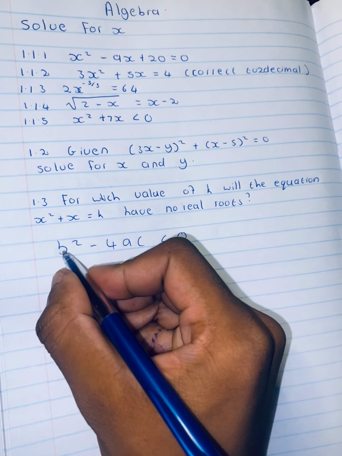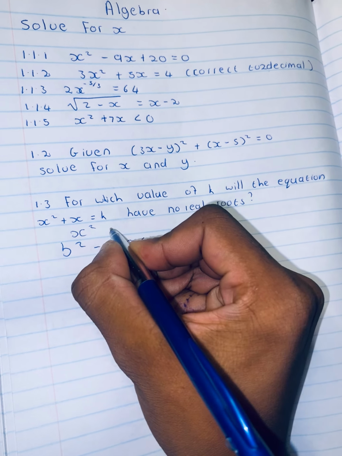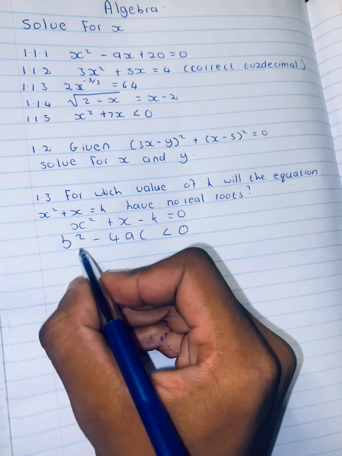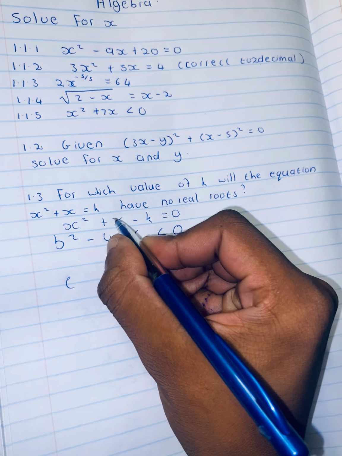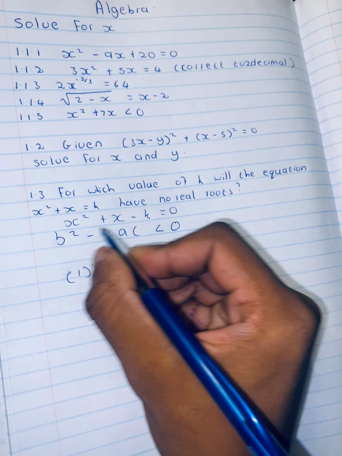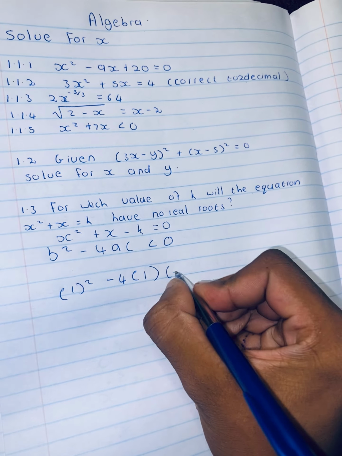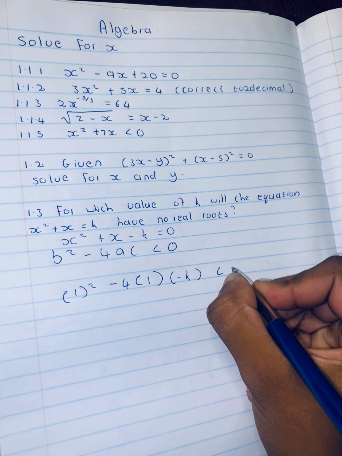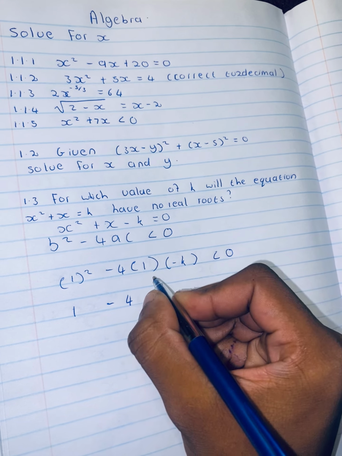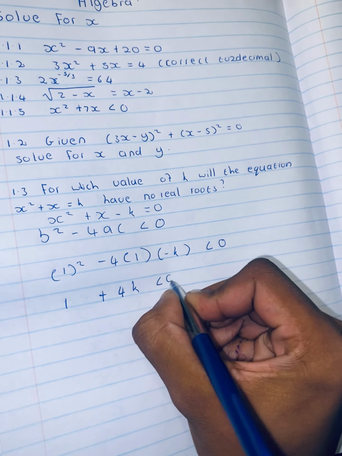So in this case, what is b again? Sorry, guys, we're supposed to show this: x squared plus x, we take this k and minus it, and this equals 0. So in this case, what is our b? Our b will be 1 squared, and then minus 4. And what is our a? Our a is also 1. But what about our c? Our c is equal to minus k. This must be less than 0. So 1 squared is 1, and then here we have minus 4, okay, because it's minus and minus, this is plus 4k. This is less than 0.